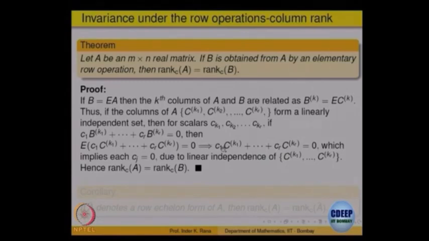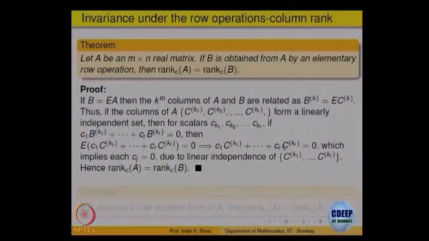So that means the linear combination of these column vectors of A is equal to 0, right. So what we are saying is, if a linear combination of column vectors in B is 0, then the corresponding linear combination in A is also 0, and if these were independent in A, what will that imply?